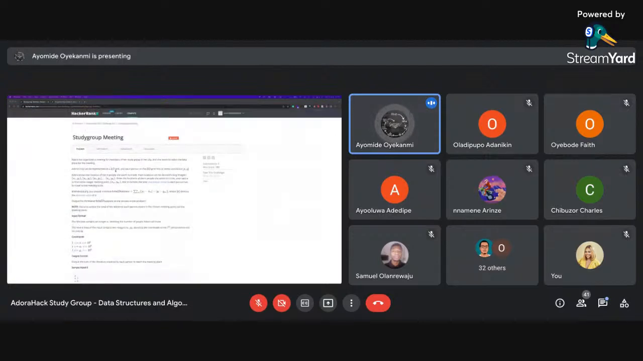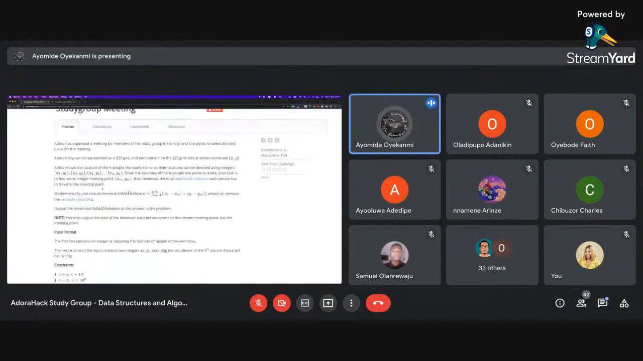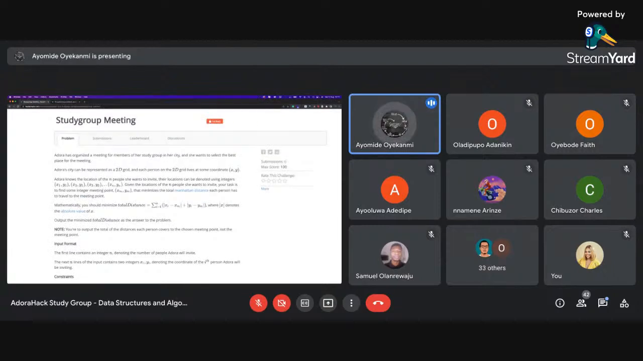Adora's city can be represented as a 2D grid, and each person on the 2D grid lives at some coordinate (x, y). Let me try and zoom in here. Adora knows the location of the n people she wants to invite. The locations can be denoted using the integers x1, y1, x2, y2, and so on, up to xn, yn.